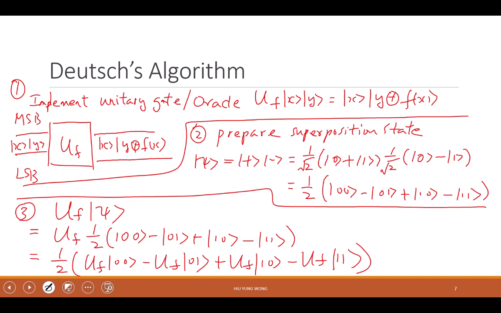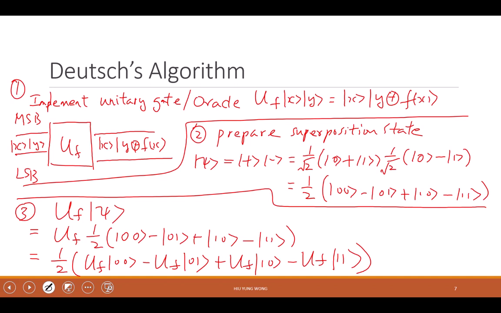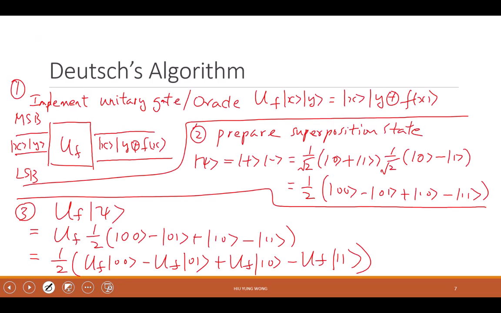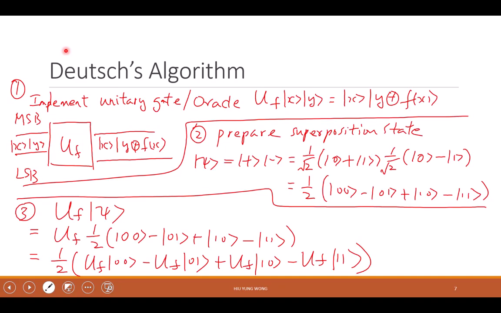Now, these are all simple, right? What's important is how you apply them. Although I put this into two slides, it's not difficult, right? Again, equals, what is the first term? Half, okay? Nothing special, I still keep the half. The first one is UF applied to 0, 0.